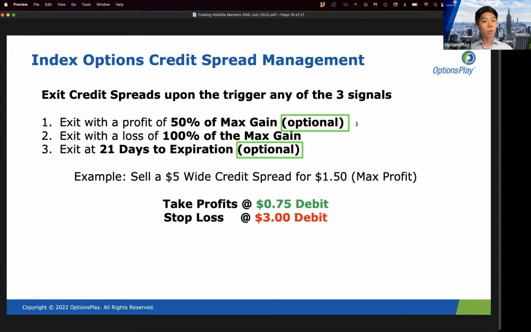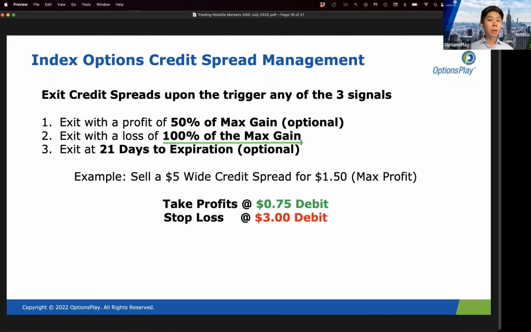The 21-day rule is also optional because that rule was designed to help you avoid early assignment. And because you can't be assigned early on an index option, that rule goes out. So really the only thing you have to monitor for is the stop loss. And the reason that this rule is not optional is because that's just best practice of managing losses.